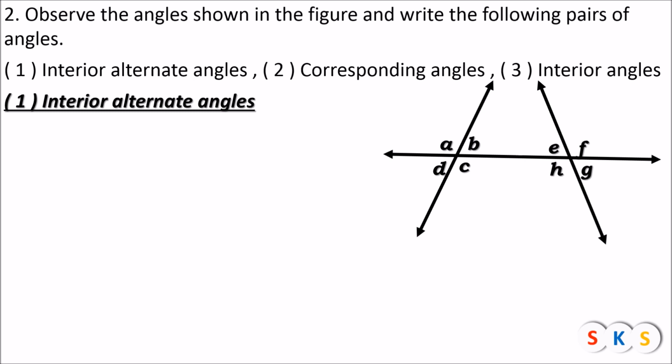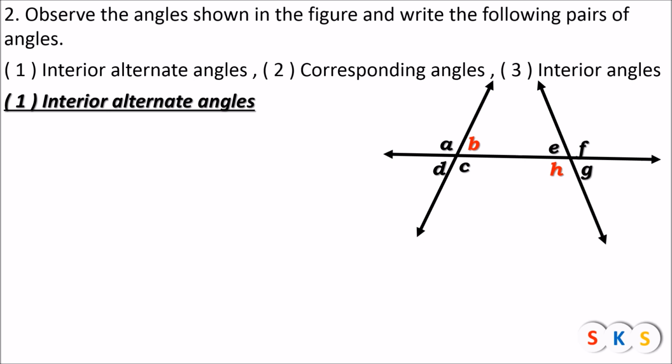Interior means inside, the angles which are formed inside the parallel lines. Look at this figure. Which angles are formed inside the parallel lines? Angle B, angle C, angle E, and angle H are the angles inside the parallel lines. B and H are inside of those two parallel lines. So angle B and angle H are interior alternate angles. It is the first pair of interior alternate angles.